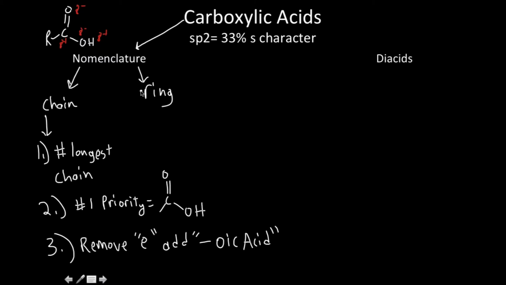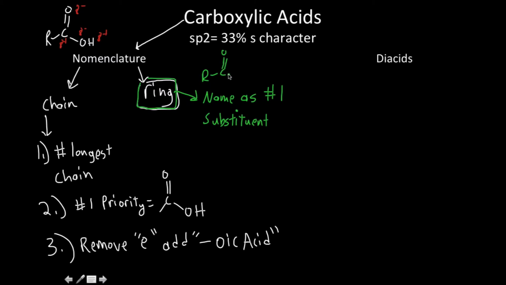Now let's talk about how you would number a ring system. I'm going to switch colors so that I don't get mixed up. Whenever you have something that's part of a ring, you simply name it as a substituent. Here, I'll write out my steps first. You name your carboxylic acid as your number one substituent, as a part of your ring.